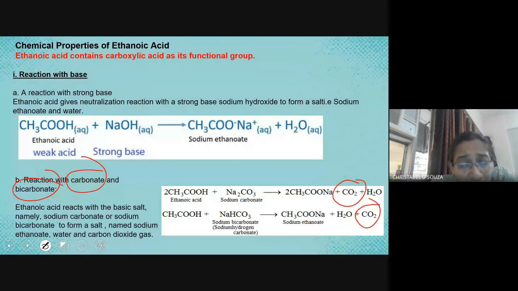So ethanoic acid, CH3COOH, you don't have to learn these reactions by heart. You have to just remember and understand and write it 2-3 times. Plus sodium carbonate. What is the formula for sodium carbonate? Na2CO3 gives you 2CH3COONa plus carbon dioxide plus water. Again, ethanoic acid, CH3COOH plus NaHCO3, sodium bicarbonate, gives you sodium ethanoate, CH3COONa plus H2O plus carbon dioxide. Is this clear, boys?